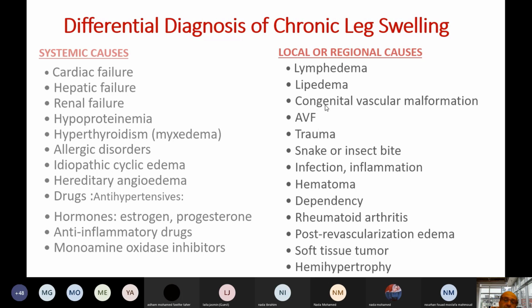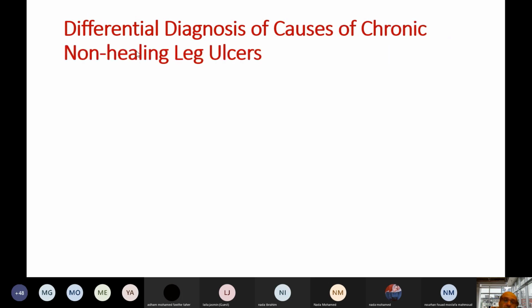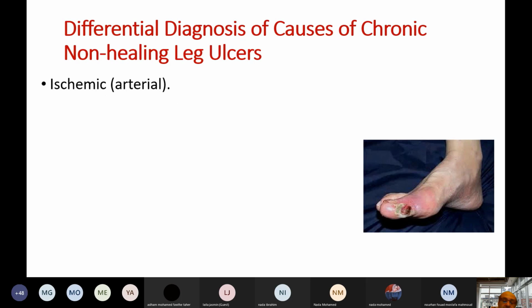or congenital vascular malformation. We have another important differential diagnosis for the vascular patient, which is an ulcer. What is an ulcer? The definition of ulcer is very important. It is diminution of epithelium. So diminution of epithelium could be due to an arterial cause. When the patient is ischemic, you have some sort of destruction of the skin and hence the ulcer.